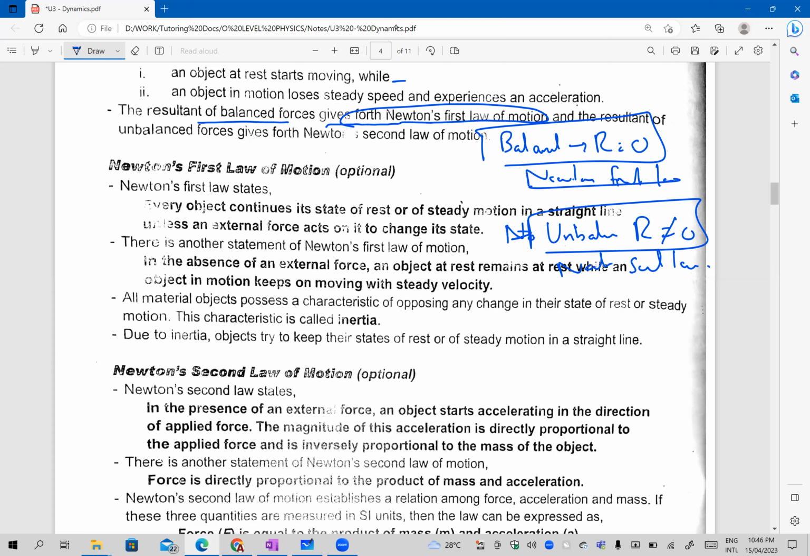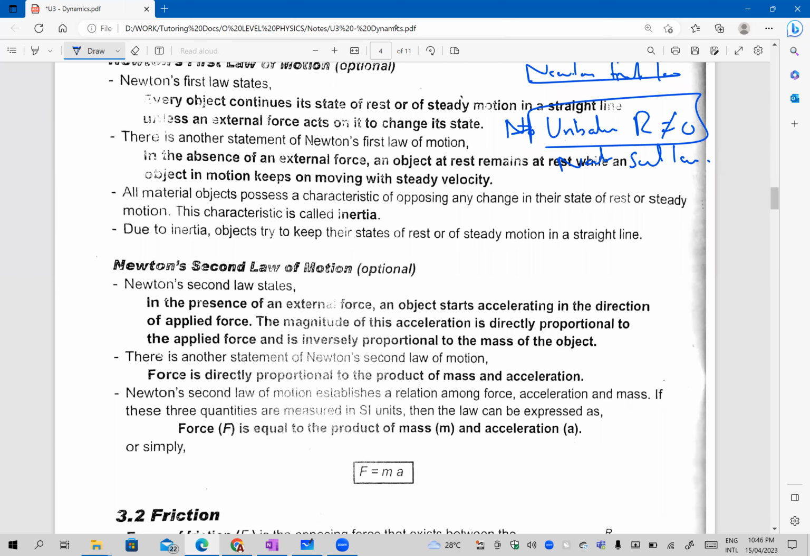Okay, let's try to understand this. What is Newton's first law of motion? That every object continues its state of rest or of steady motion in a straight line unless acted upon by an external force, right? So if an object is at rest, it's going to stay at rest. If the object is in motion, it's going to stay in motion until an unbalanced force acts on it.